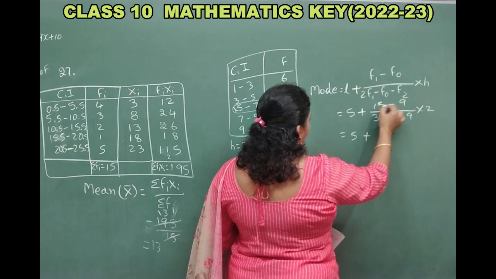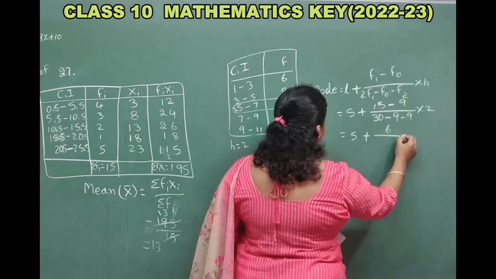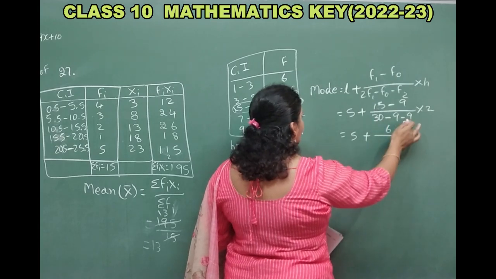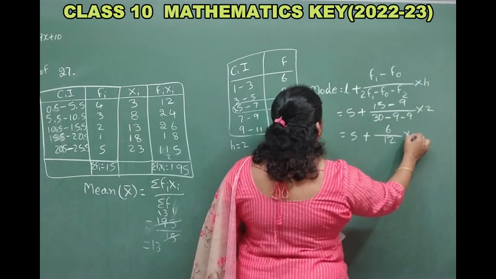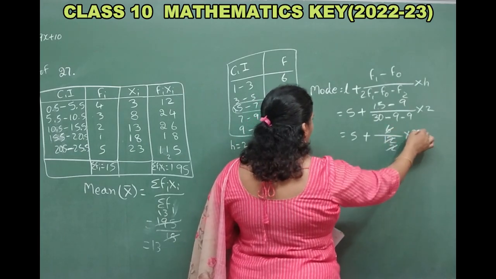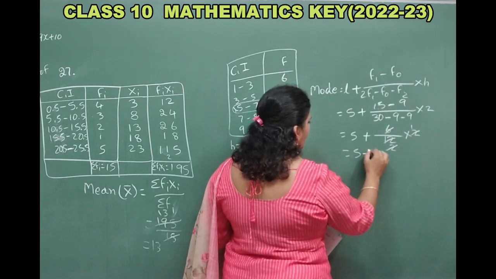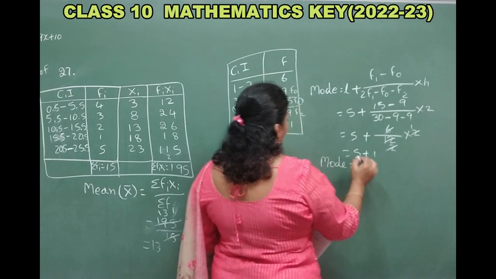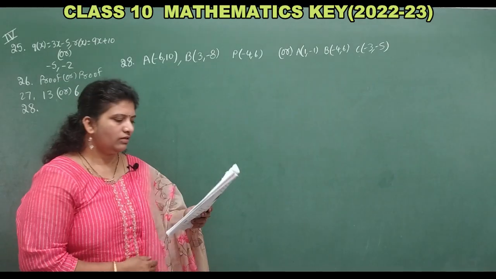5 plus 15 minus 9, it will be 6. Minus 9 minus 9, minus 18. 30 minus 18 will be 12, into 2. Right? So 6 2s are 12. That is 5 plus 1 is equal to 6. Therefore, what is the mode value? Mode is equal to 6.